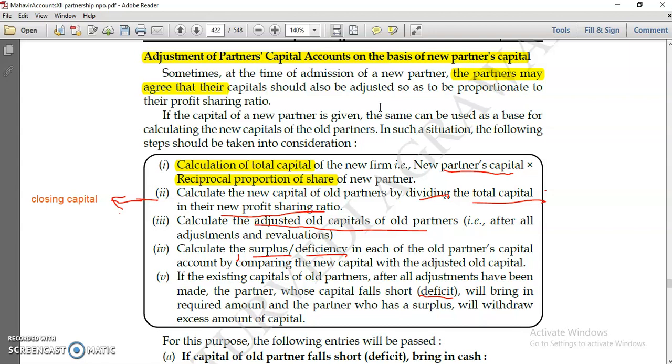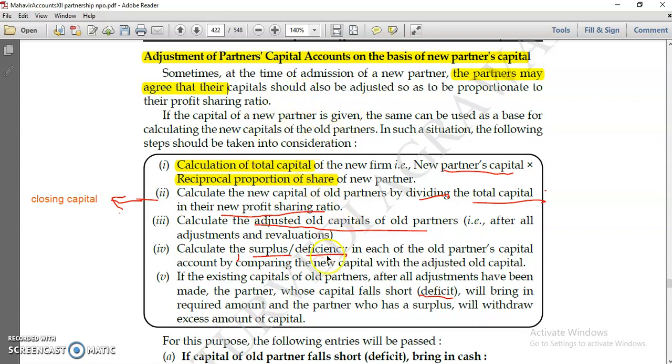The first basic thing, which is very important to understand, is that where it is specifically mentioned that adjustment of capital is required, that question relates to this category. It doesn't mean that in each and every question we did earlier you have to adjust the capital. No, only when it is specifically mentioned is there a need to adjust the capital. I hope you understood. Let us start with how to adjust the capital.